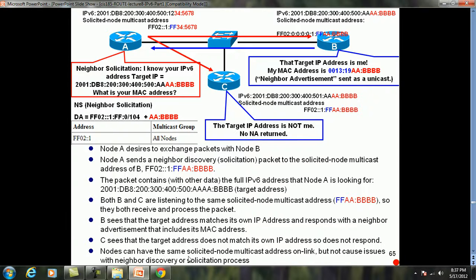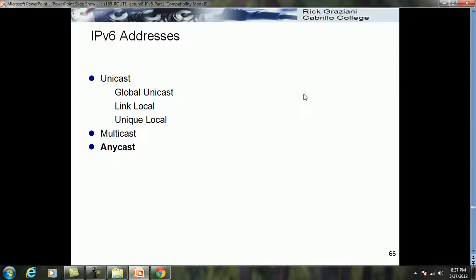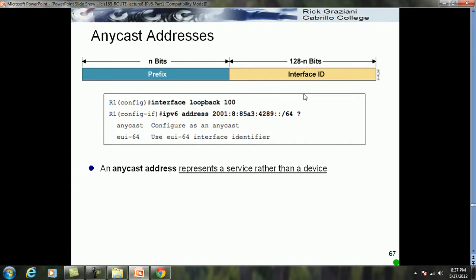Understanding? See what I said. Nodes can have the same associated multicast address. See, both are having the same, correct? When it sends to an associated multicast address, both have the same, but the IPv6 address was unique, correct? Understanding? So that doesn't cause any issues over here. So, understood how multicast address and unicast work. Unicast again, and anycast, sorry, not unicast, my mistake, anycast.